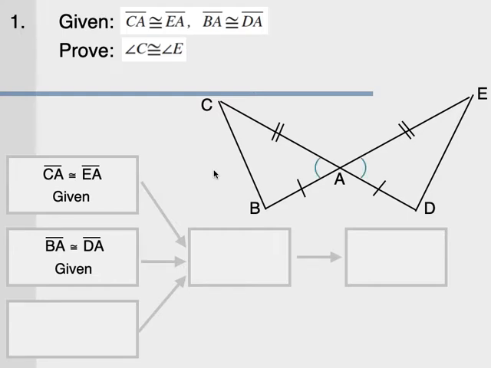If you said opposite sides of an X, those angles have to match each other, well done. Mark that on your diagram. And then we're going to write that officially in our third box.